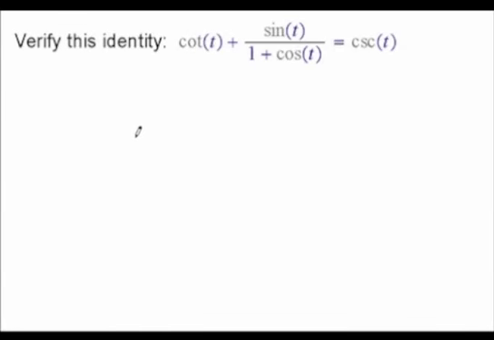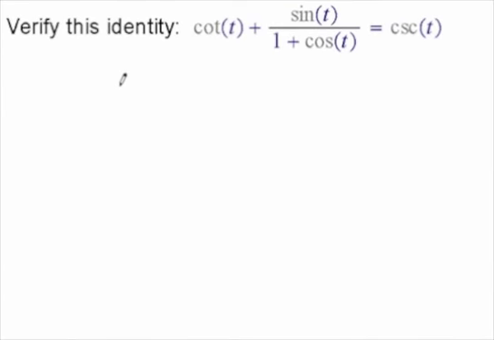Here's an example of verifying an identity. It's not the most difficult one, but it's also not the most easy. Obviously the uglier side is the left-hand side, so I'm going to convert all of this into sines and cosines, especially because this piece has sine and cosines.